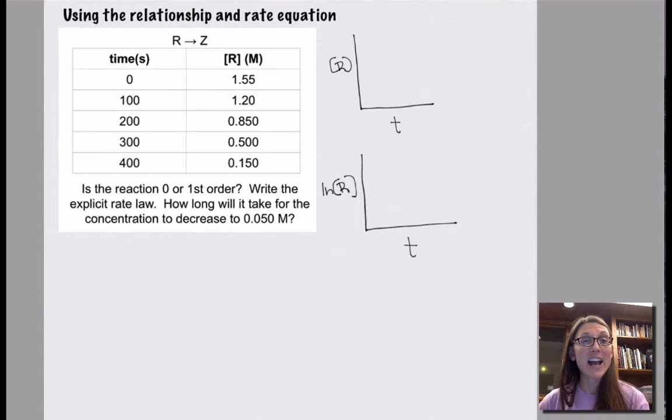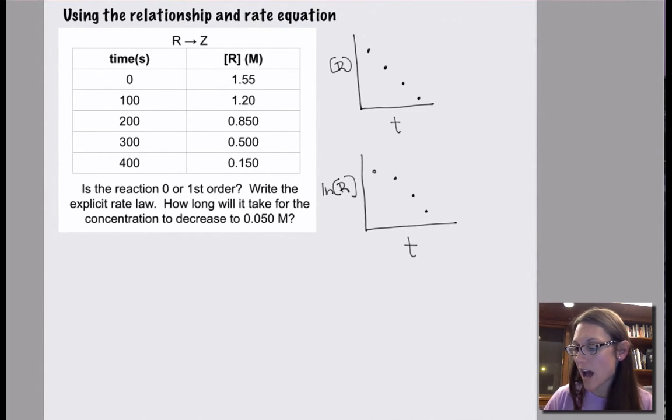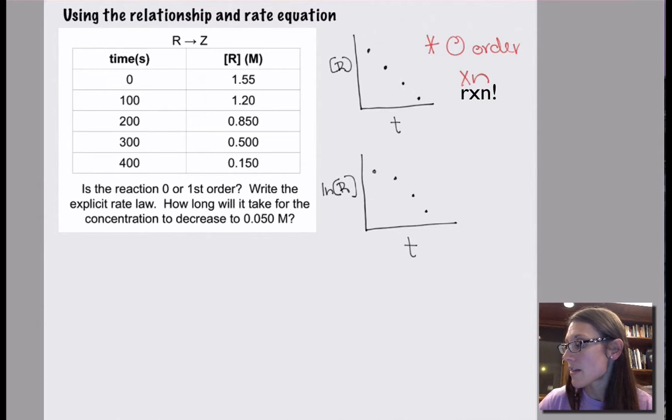When I take this and I actually do this graphing, I find that as the concentration changes over time, that looks pretty linear. But if I take the natural log, it's not so linear. So I have evidence in the fact that the concentration of R with respect to time, that's the linear relationship. That means that this is going to be a zero order reaction because this graph gives me a straight line. So first part of the question answered.